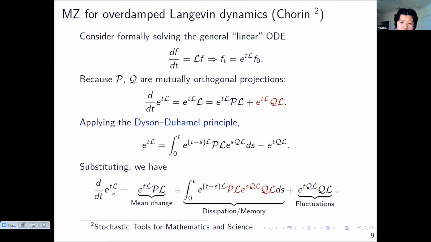The first part denotes the mean change within the coarse-grained variable. And the third part is the fluctuation. In other words, if we treat the environment as a random environment, then the stochastic effect can be captured by the fluctuation term. And the second term is the dissipation or the memory term. This term is very important because it tells you how information communicates between the coarse-grained variable and the underlying fine-grained variables and the environment.